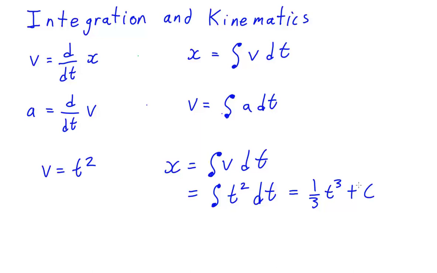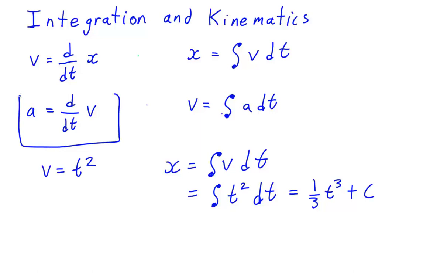If we started at the position x equals 1, then in this case c would be equal to 1. If we started at position x equals 2, then c would be 2. So in order to eliminate this variable, we need to have some extra information about the starting conditions of our problem.